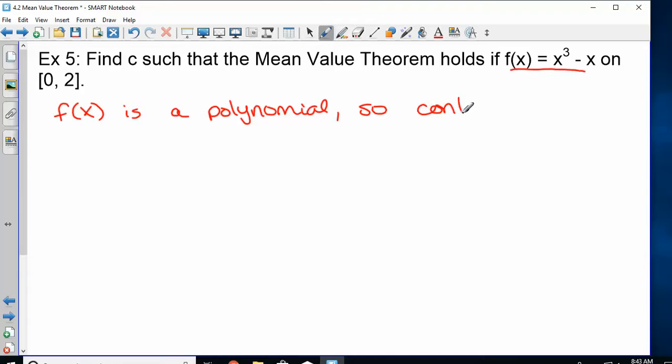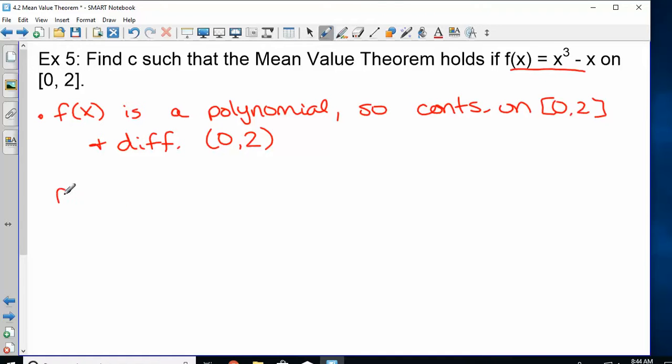So it is continuous on the closed interval and differentiable on the open. Okay, so my 2 requirements are met. Then what the mean value theorem says is that somewhere the derivative equals the slope between the endpoints. So I'm going to have to find the slope between the endpoints.